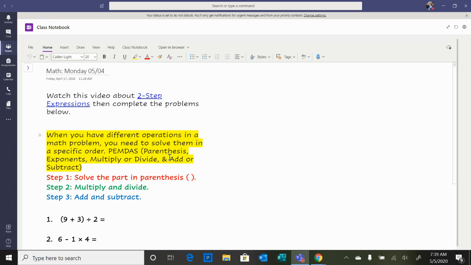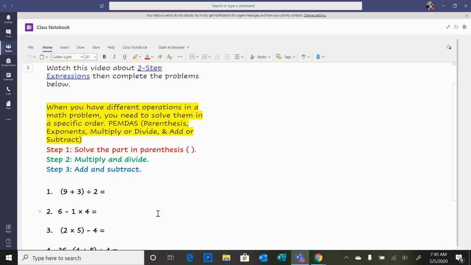Step 1, solve the part in the parentheses. I'm not giving you exponents. We're not there yet. That's like big kid math, so don't worry about that. Then we go to multiply or divide, step 2, and lastly, add and subtract.